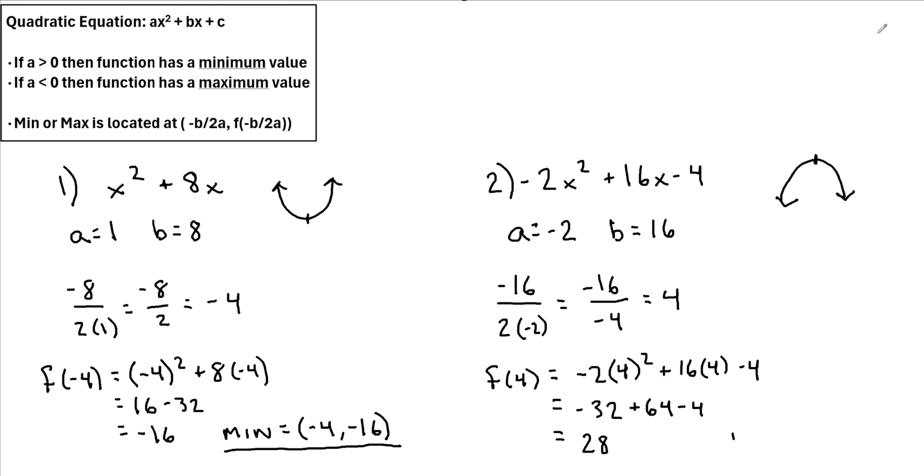So we'll say that our max for this quadratic equation is located at, the x value is 4, and the y value is 28. So that is how to find the minimum or the maximum value of a quadratic equation.